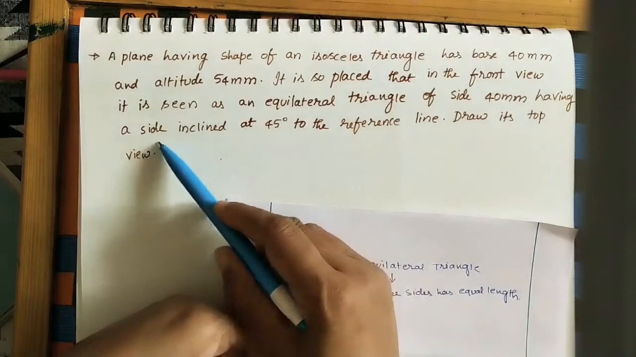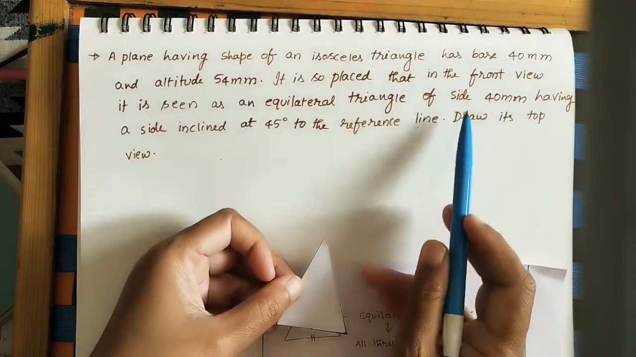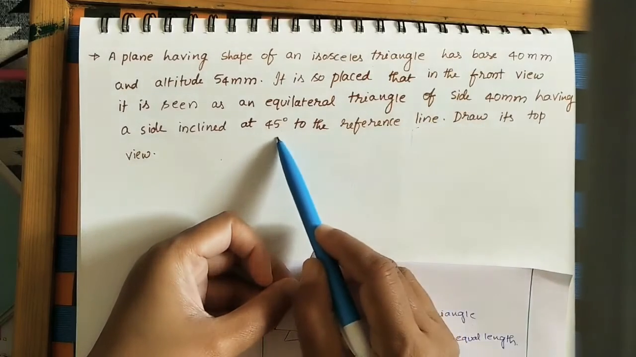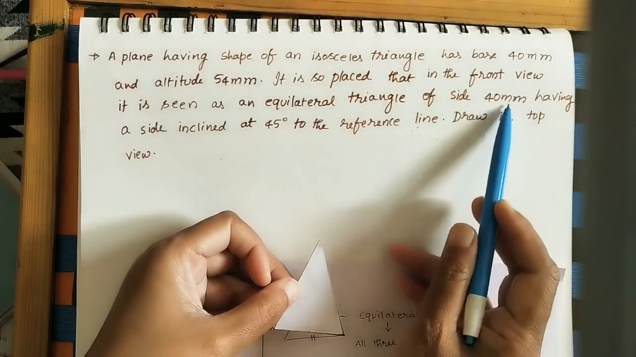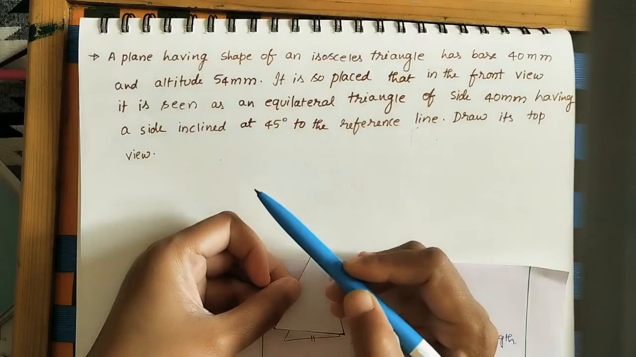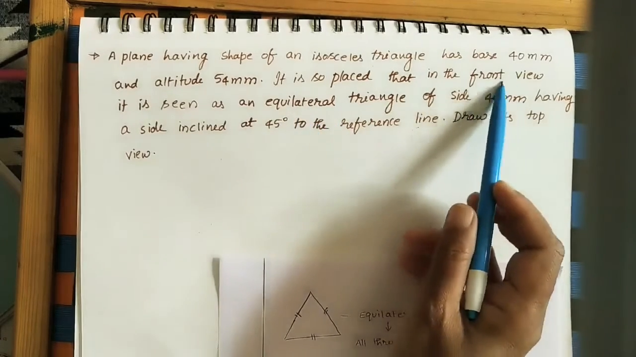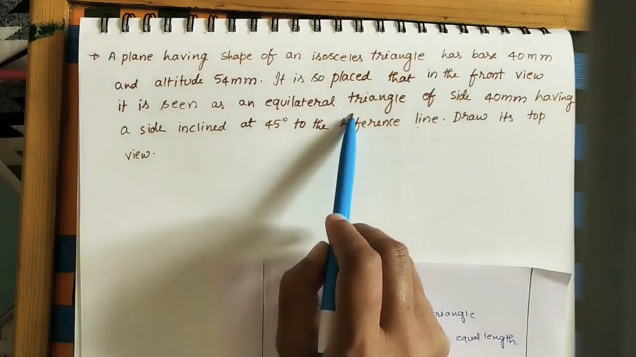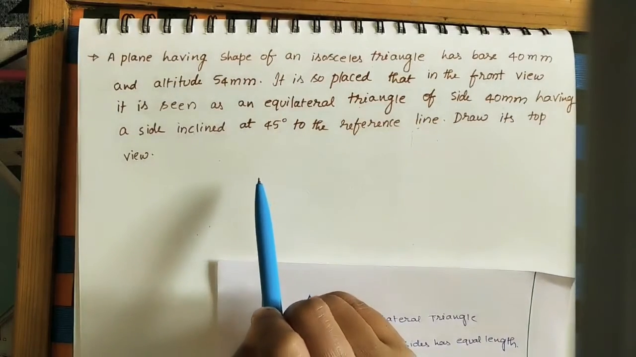Having a side inclined at 45 degrees to the reference line. One of the sides of this equilateral triangle is making 45 degrees to the reference line. Which side is it making? The 40 mm side. Draw its top view. We need to do the top view. Here the front view is given, so it is seen as an equilateral triangle in the front view. The front view is given, and we need to do the top view for this given triangle.